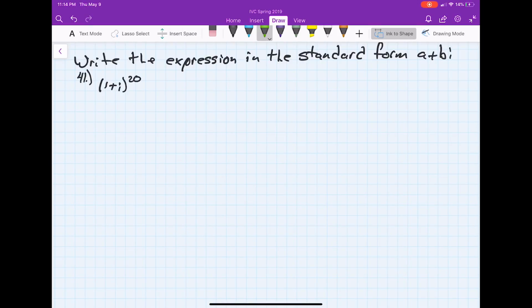All right, so on to number 41. Write the expression in standard form a plus bi. So we have to recall our theorem here. z to the n is equal to r to the n, times cis, which is cosine n theta plus i sine n theta. And there you go. That's one thing we have to remember. The next thing we have to remember is r is equal to the square root of a squared plus b squared.